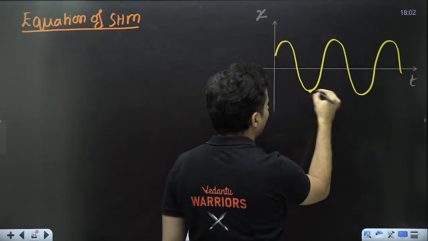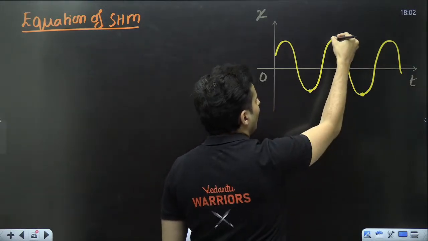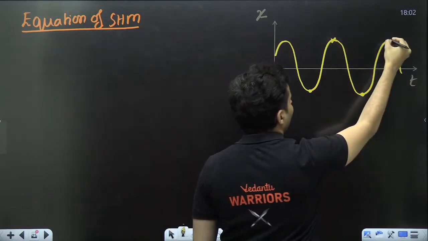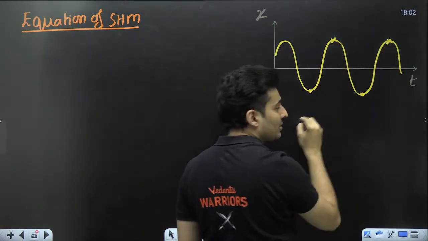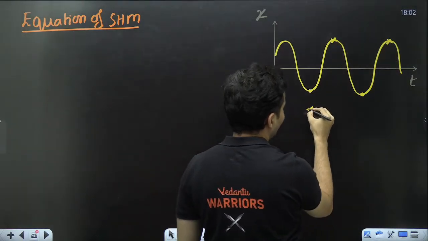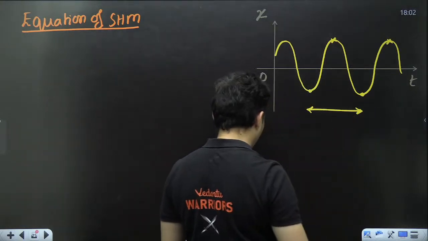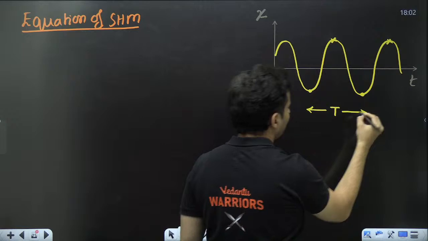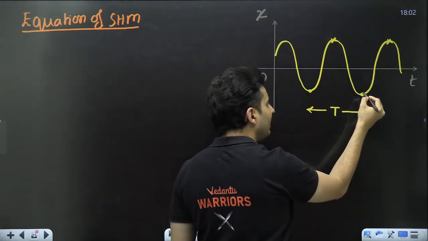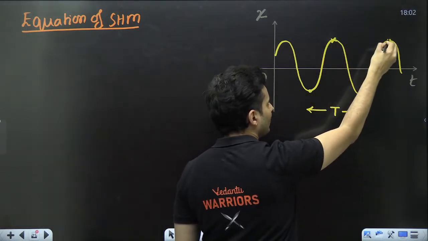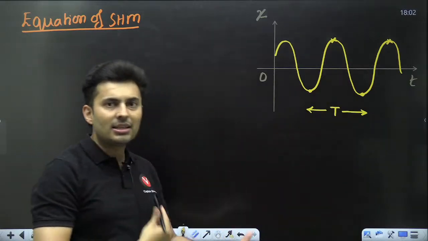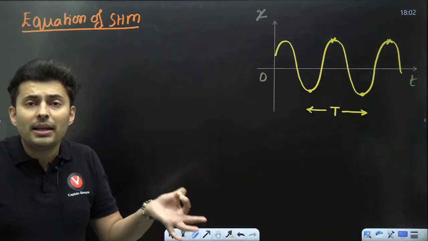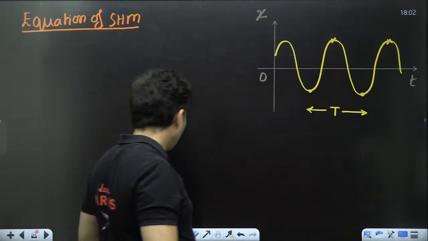From one trough to another trough, or from one crest to the next crest, that gap is not the wavelength. Please don't take me wrong. This is actually the time period. From one point to the next immediate identical point is basically your time period of oscillation, right?